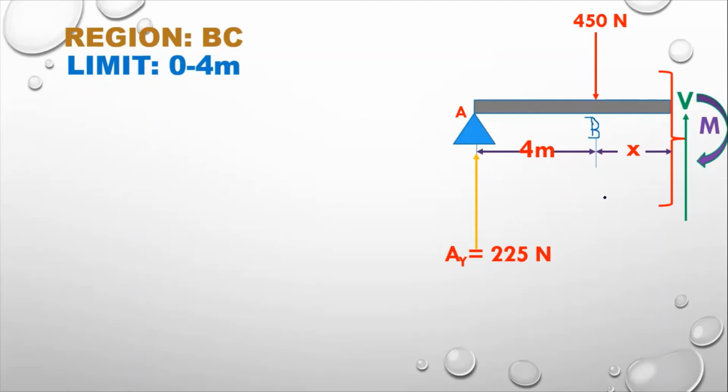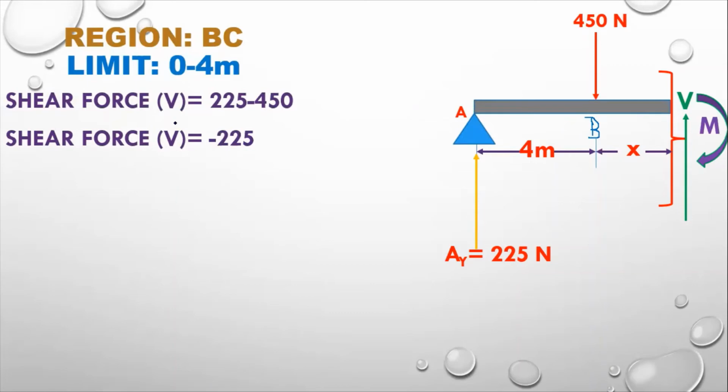So what we have to do is make a shear force equation and bending moment equation. How can we do that? Only two vertical forces are over here, AY and 450 Newton. So I have to do 225 minus 450. Upward positive, downward negative. So the shear force value comes out to be minus 225, because there were two values, and when I subtract, I get the value in minus. So it is minus 225 Newton.